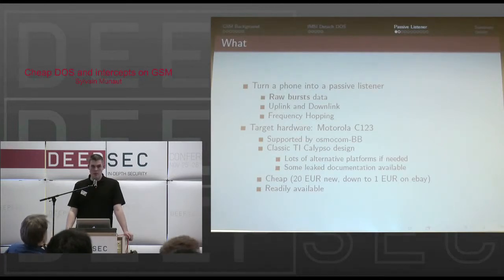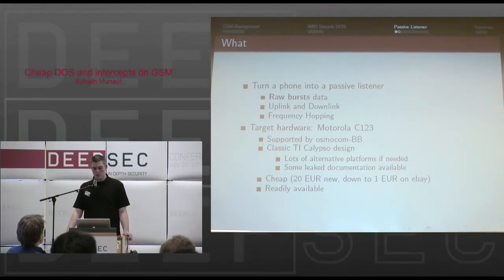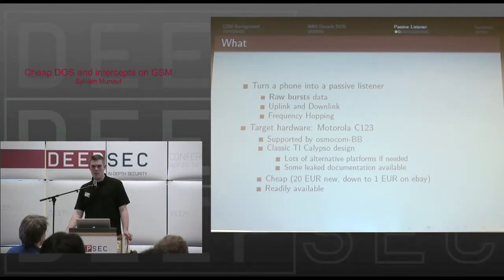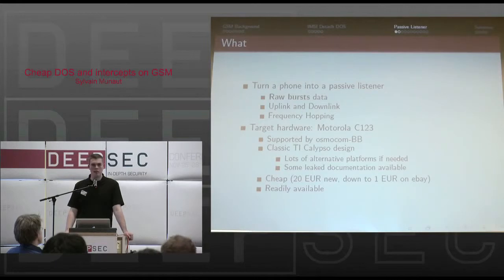And frequency hopping support, of course, because this is really used on real networks, so you definitely want support for it. The target hardware is basically what Osmocom BB supports. Here I'm using a Motorola C123, but there are a lot of other models. They were chosen because it's a classic TI Calypso design. That means that first there was leaked documentation, so we're not completely blind, and there are a lot of phones available for it, and they're all very cheap, like €20 new, and you can find them for like €1 if you can wait.